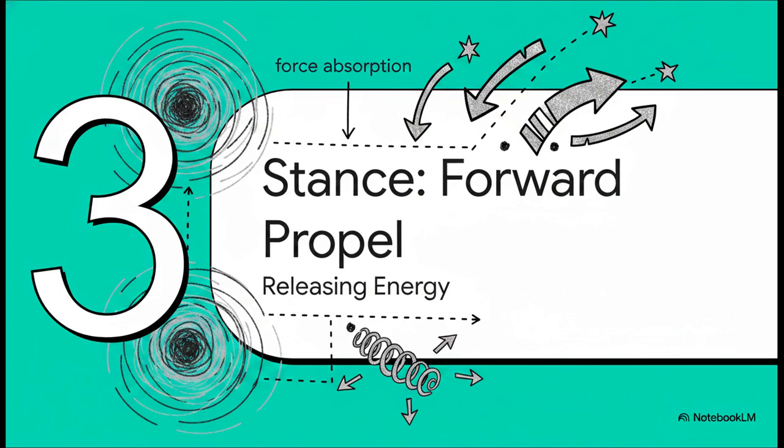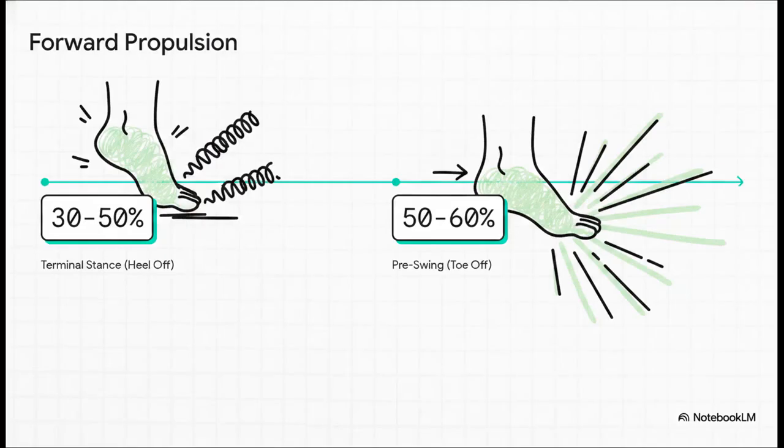Okay, Section 3, Stance Phase, Forward Propulsion. So we've absorbed the impact, right? Now, we've got to shift the physiological narrative from force absorption to force propulsion. We're looking at the final 2 subphases of that 60% stance phase, terminal stance, which is commonly called heel off, and pre-swing, known as toe off. In these critical split seconds, your limb stops being a shock absorber and acts like a tightly coiled spring, releasing energy to launch your center of mass forward.